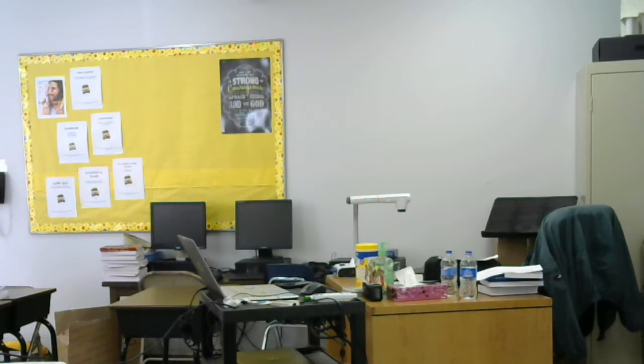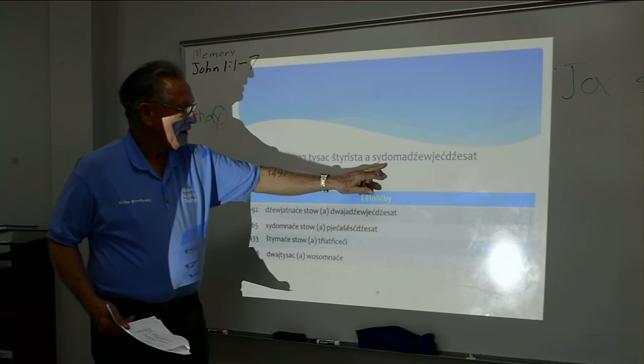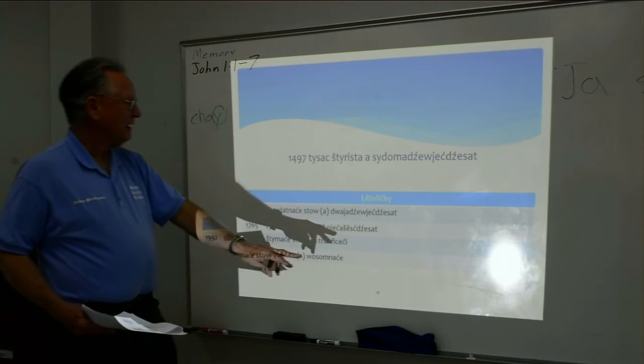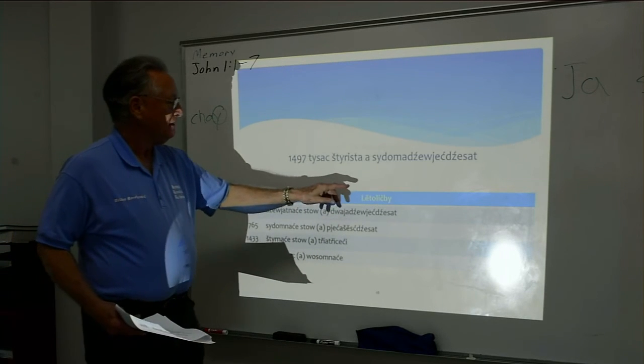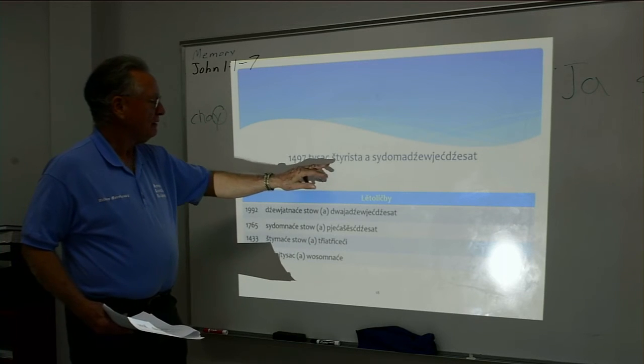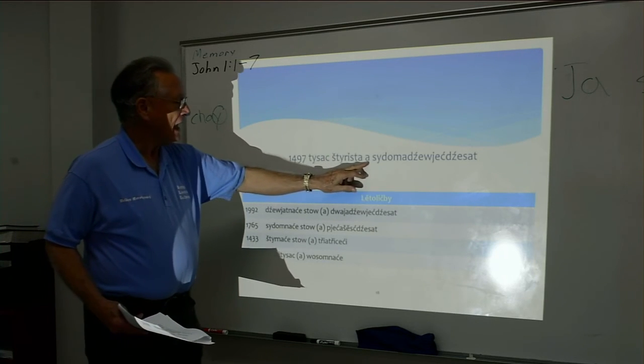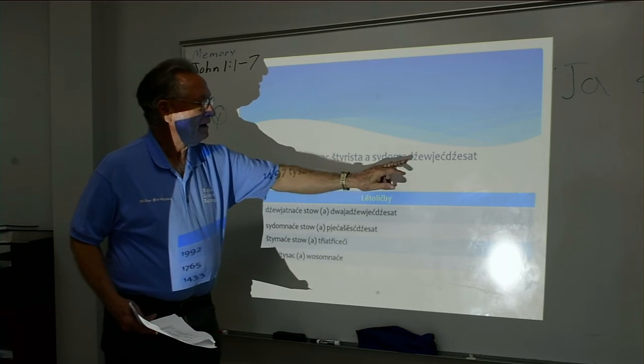Tusach, Stirista, Sidum, Jevyech JSOC. So figure that one out. Tusach is 1,000. Stirista is 400, right? Yeah. 1,400. But then it's 790. 7 and 90. So it's only the ones in the tens that are flipped. Yeah. So 1,000, 400, and 7 and 90.